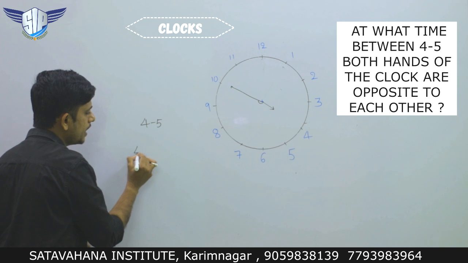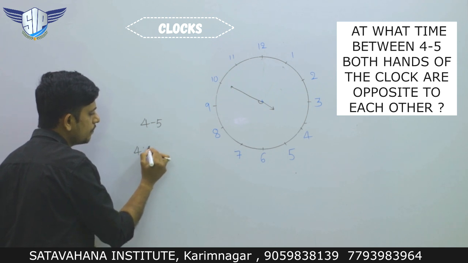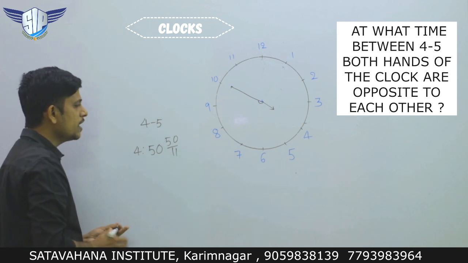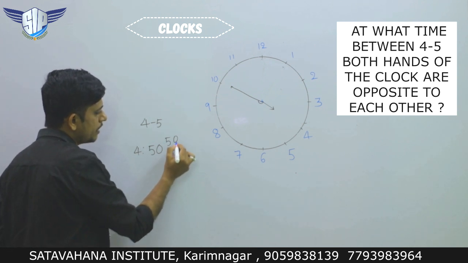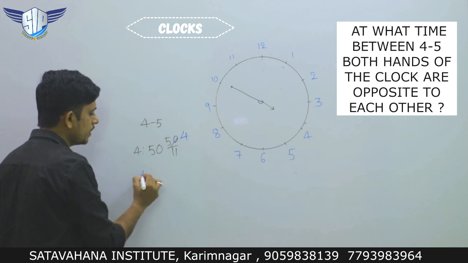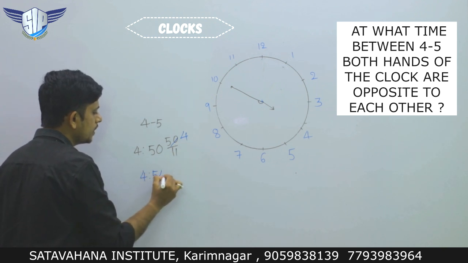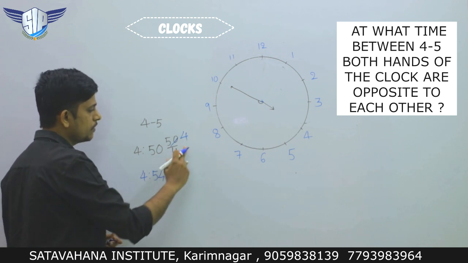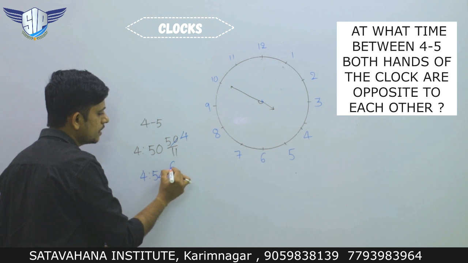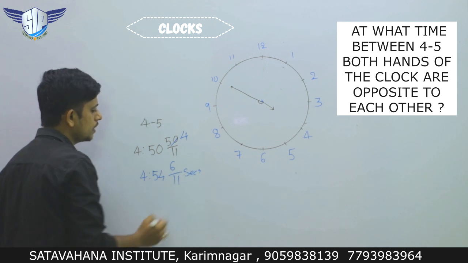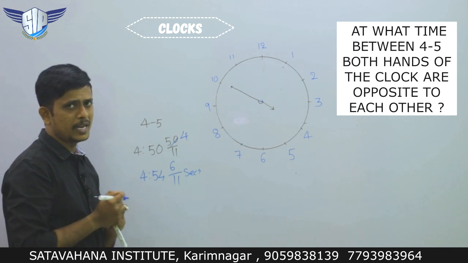Therefore I write the answer as 4, 50 by 11. And the simplified form of this: 11 4s are 44, I add this 4 to 50, that is 54. Here 44 gets cancelled, therefore the remainder is 6 by 11. The 11 is common for all the questions. So it is 4, 54, 6 by 11.